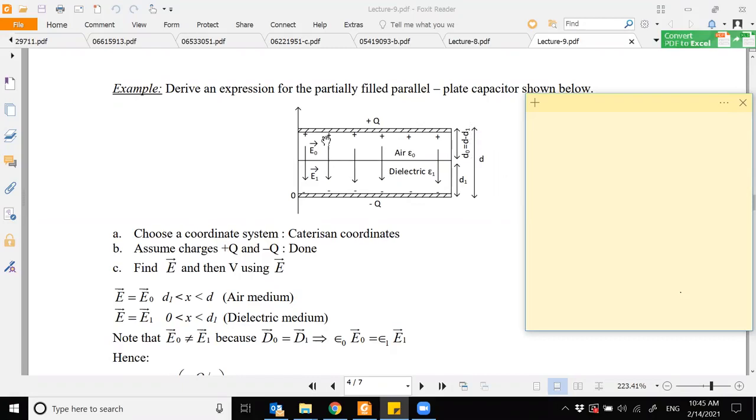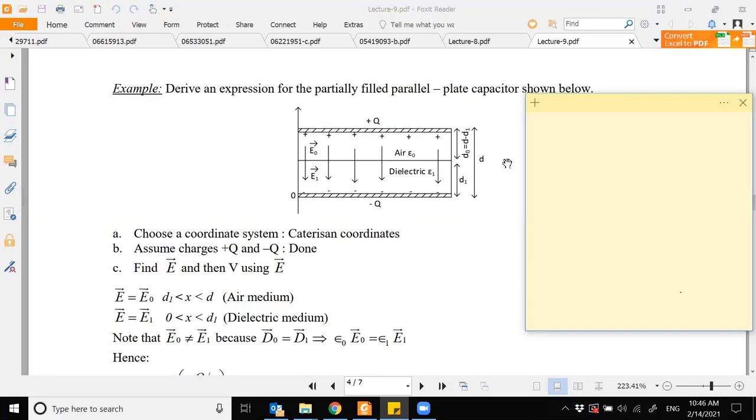Now, the material between these two parallel plates is not a single material. It's two materials, unlike our previous example. This much of height d1 is dielectric material of permittivity epsilon 1, whereas this part is free space, air, so its permittivity is epsilon 0. And since this is d1, this distance is d0, which is nothing but the overall distance d minus d1.